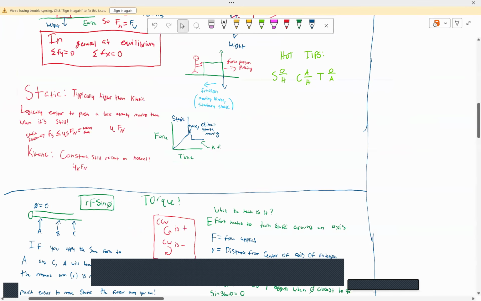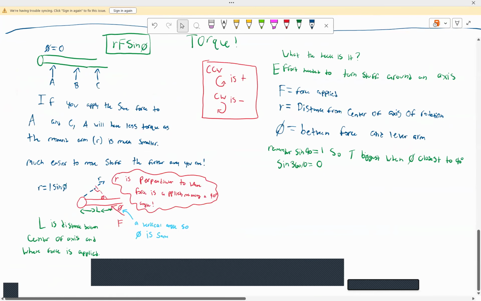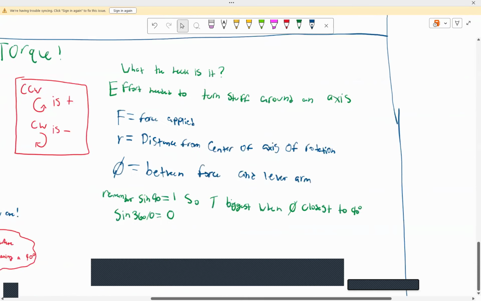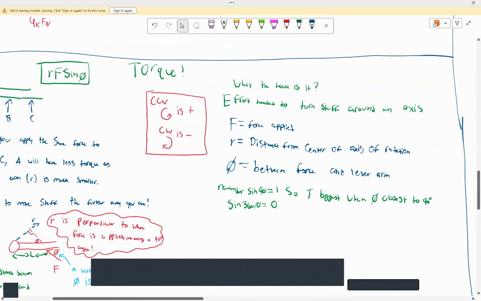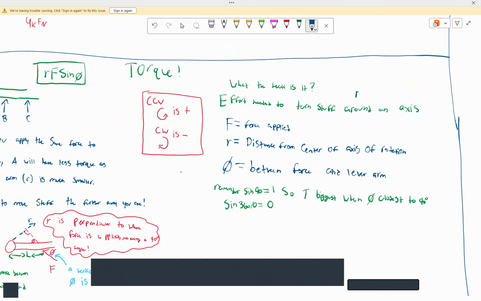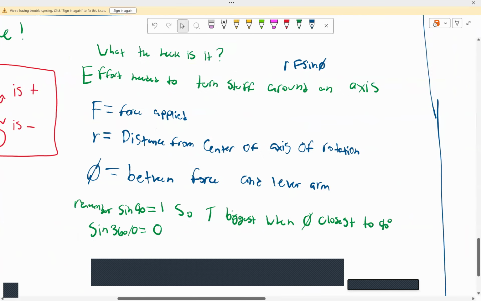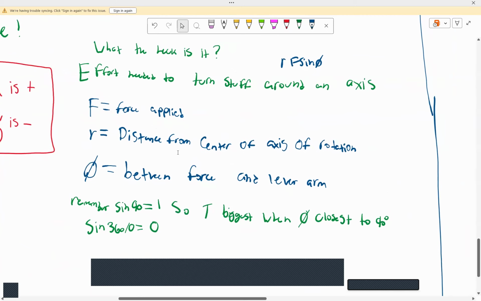But yeah. Then I have torque. Torque is, in my opinion, one of the more complicated physics concepts. So what the heck is it? Torque is kind of the effort needed to turn stuff around an axis. F is the force applied. So I have the torque is r F sine theta. F is the force applied. R is the distance from the center or axis of rotation, also known as the moment arm, or lever arm, which you will often see. And theta is the angle between the force and the lever arm.